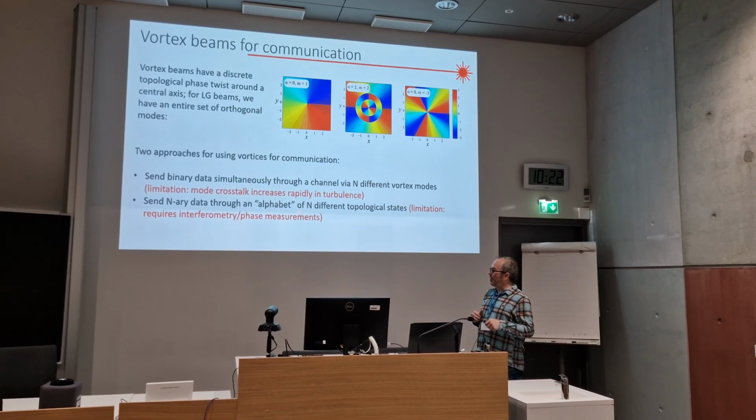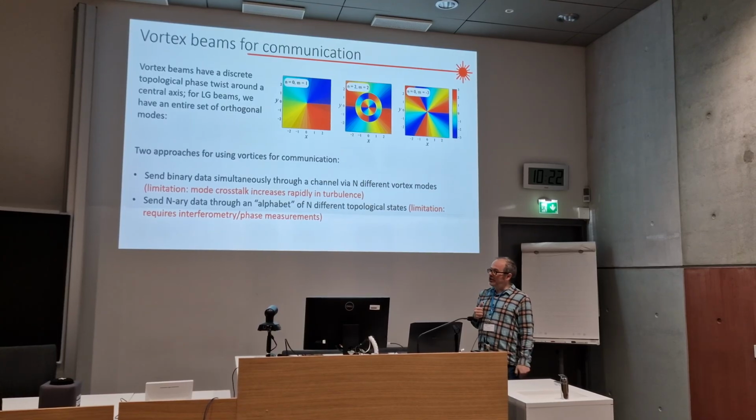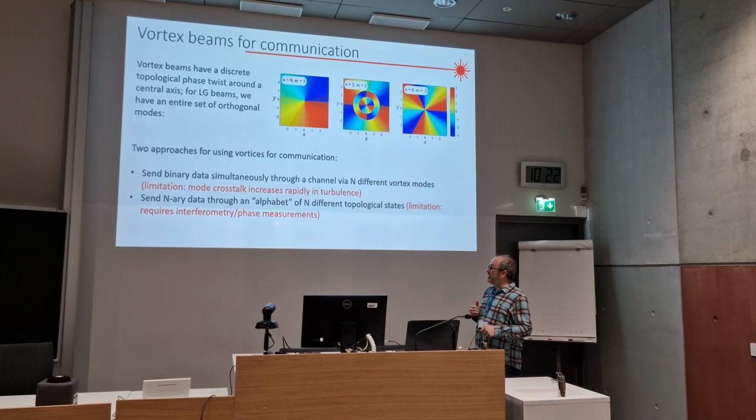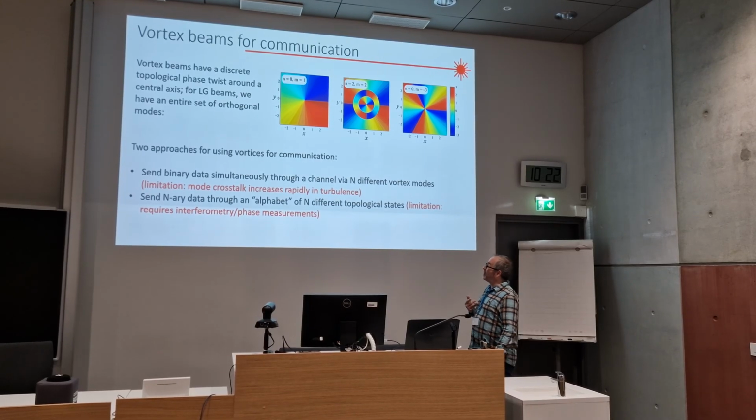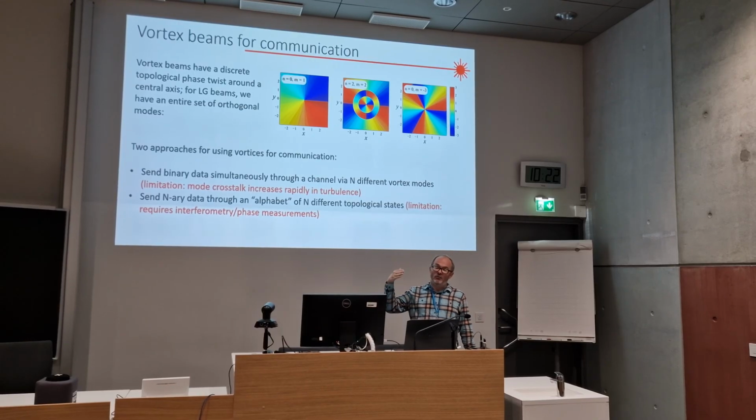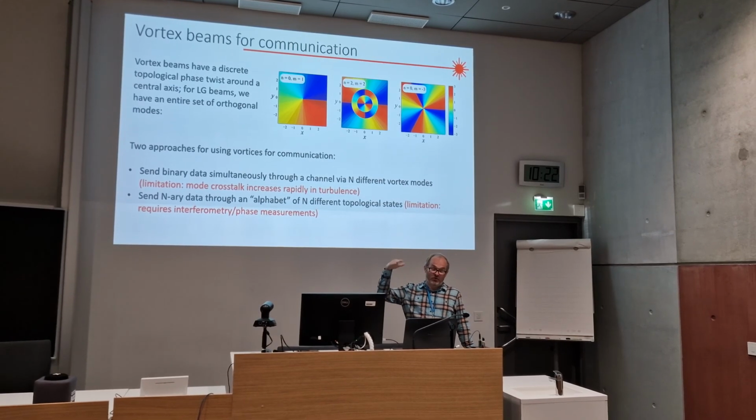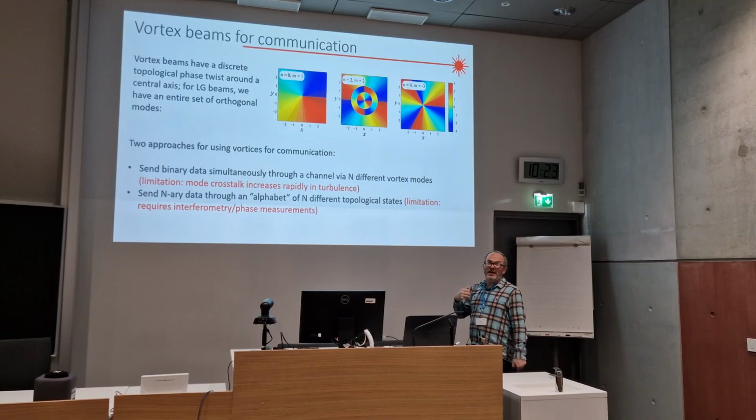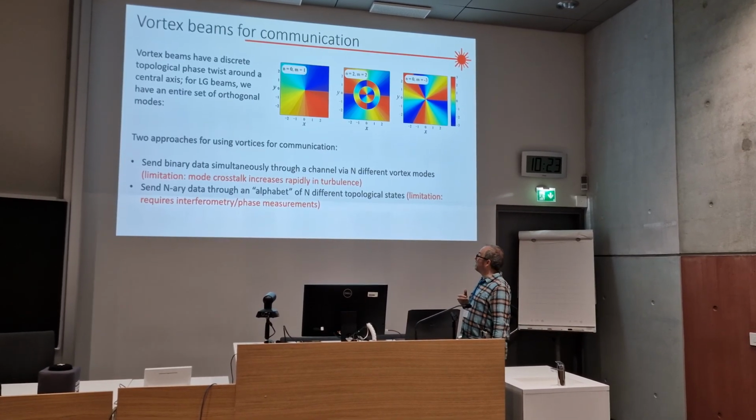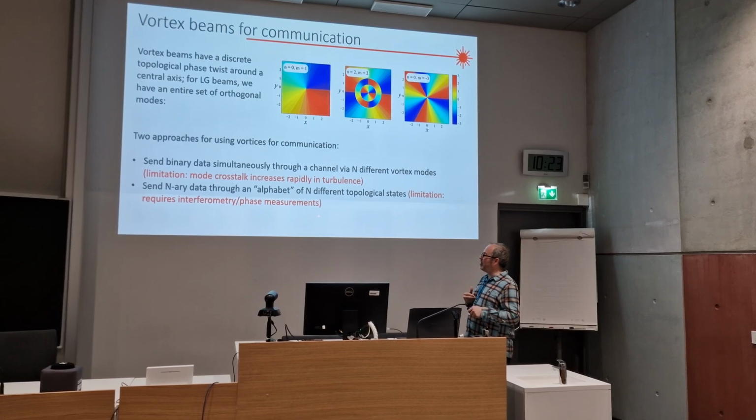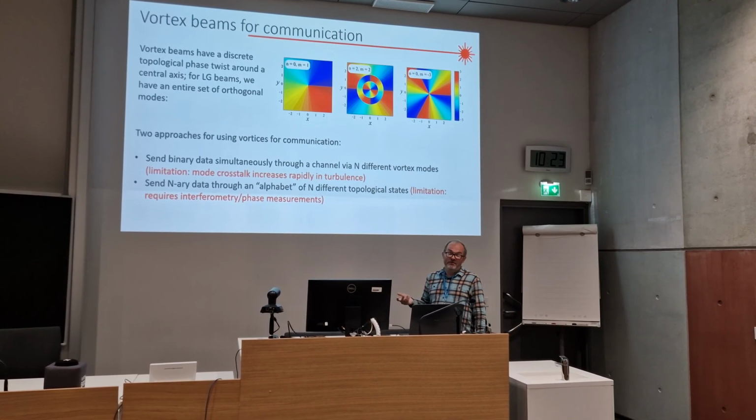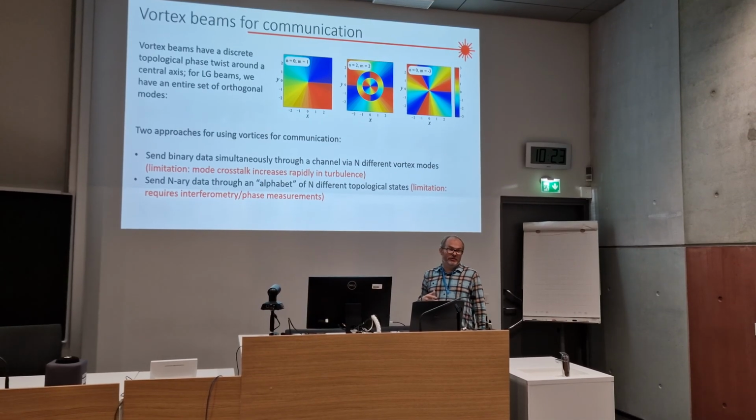A more robust thing is something that people don't talk about as much, but it's where I started: you could send n-ary data through effectively an alphabet of n different topological states. So instead of n independent beams, you have one beam, but the vortex order indicates sort of a letter of the alphabet you're trying to convey. So you're conveying more information through that. The limitation there is you actually have to measure the actual vortex structure, which is going to require phase measurements, interferometry, or things like that.